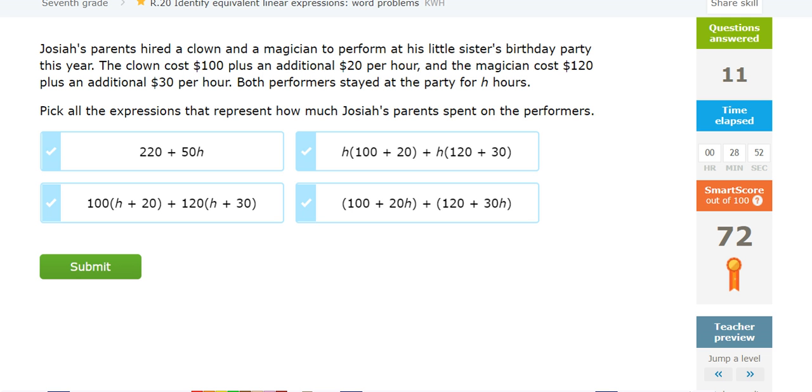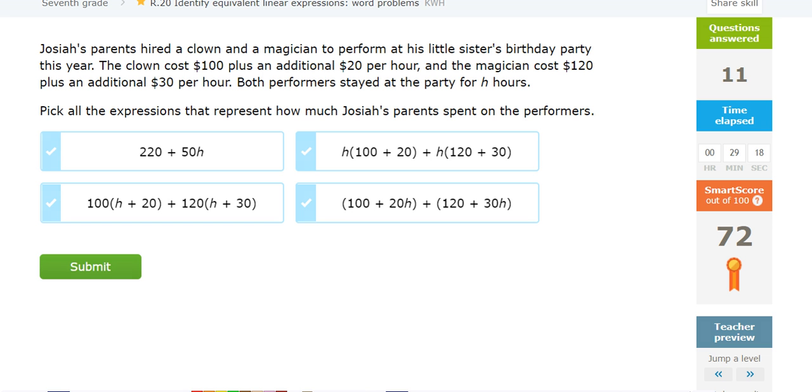Josiah's parents hired a clown and a magician to perform at his little sister's birthday party. The clown costs $100 plus an additional $20 per hour, and the magician costs $120 plus an additional $30 per hour. Both performers stayed at the party for 8 hours. Pick all the expressions that represent how much Josiah's parents spent on the performance.